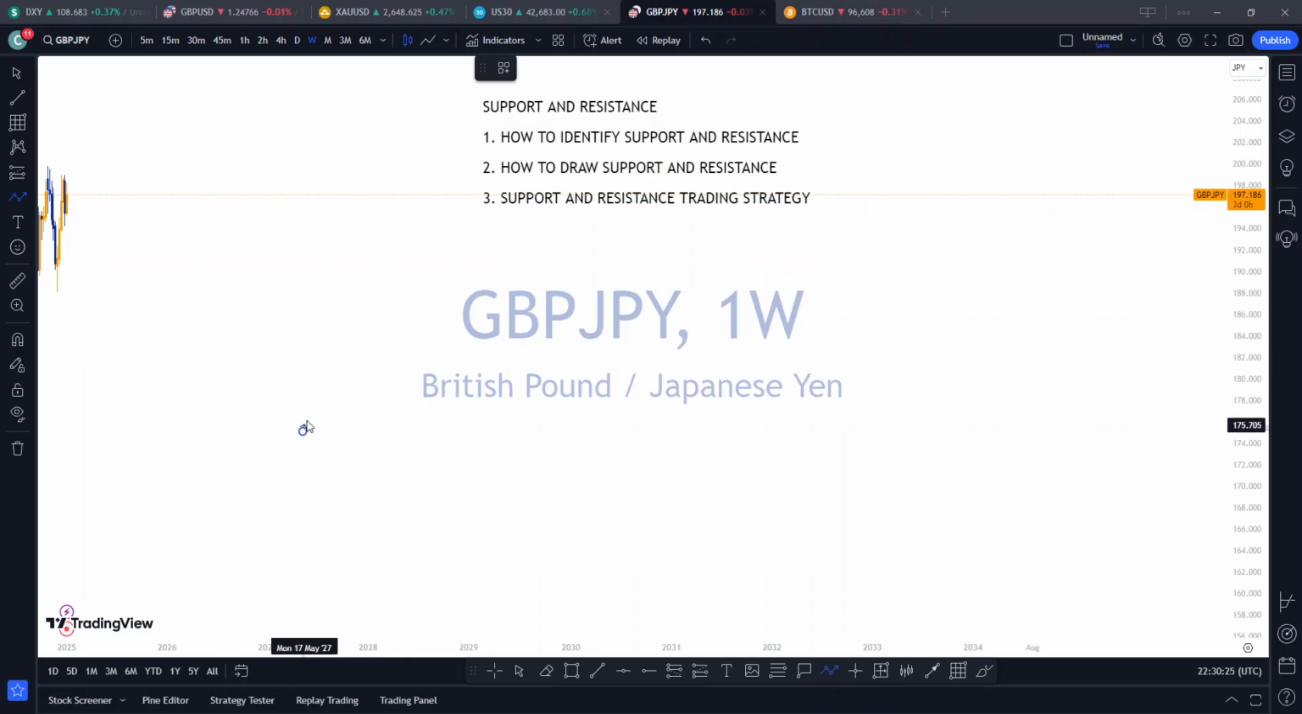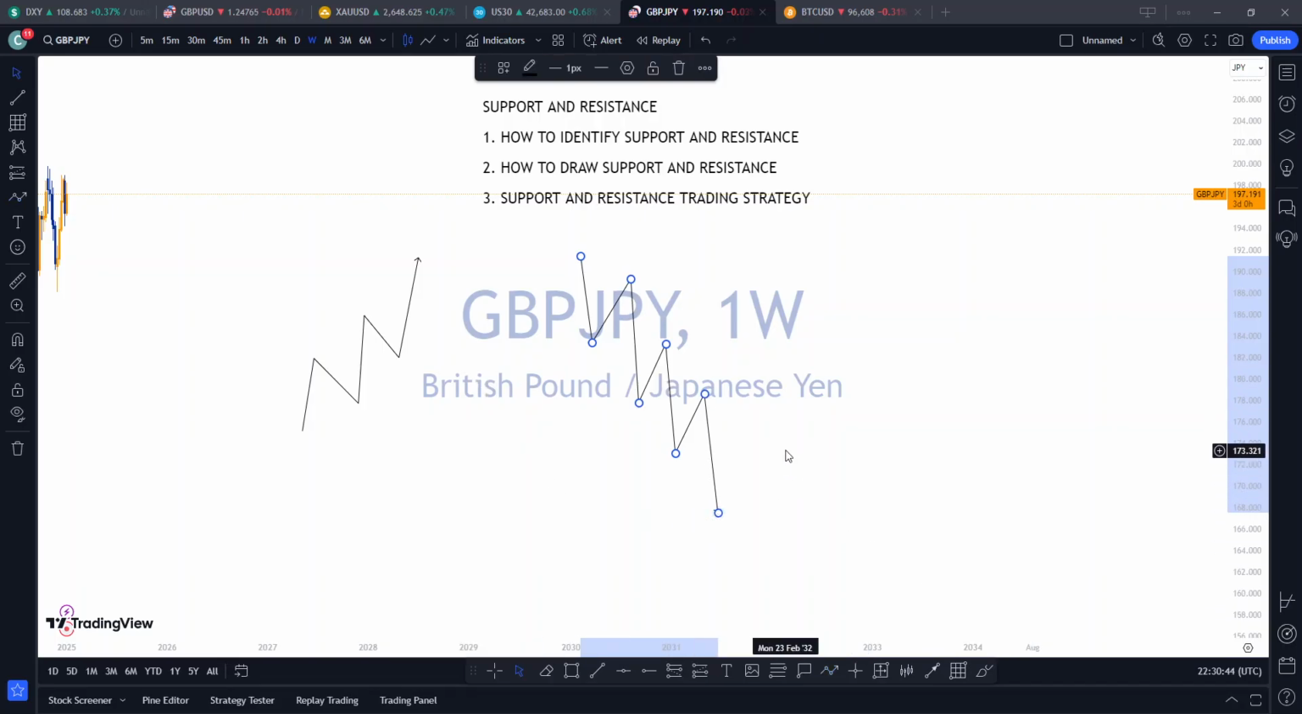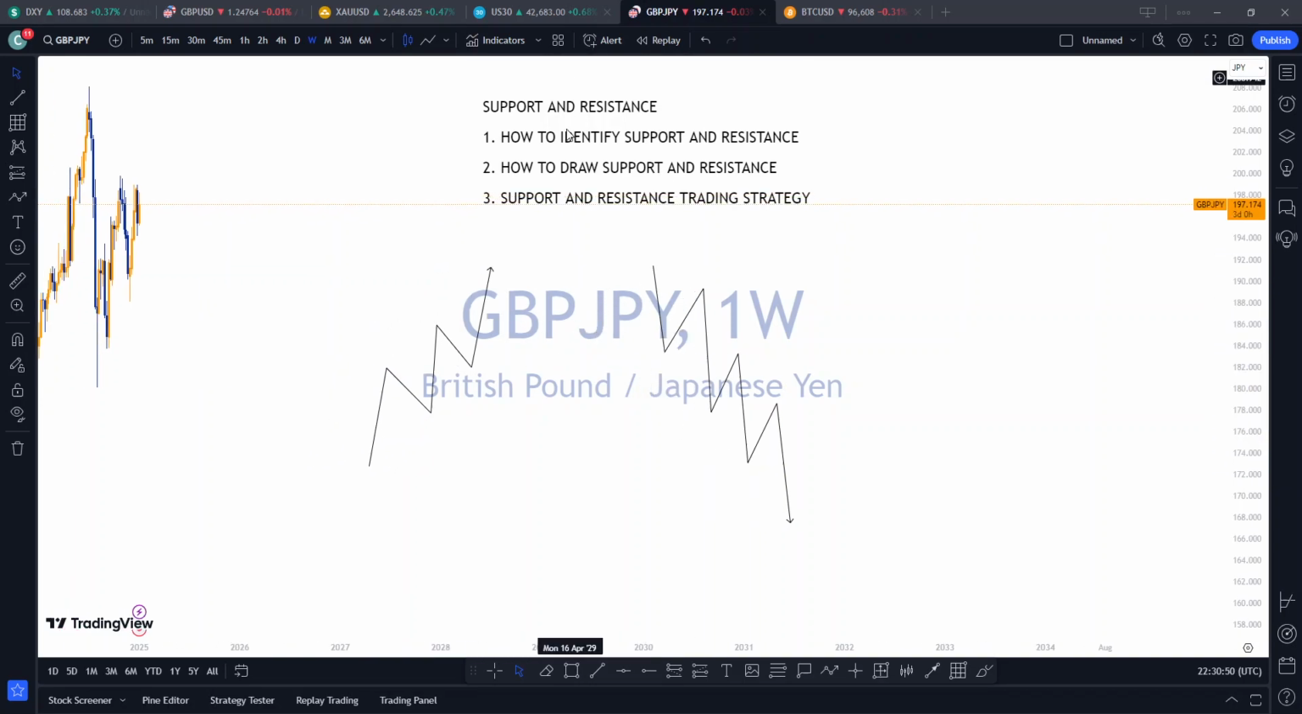Let's see, I'm going to draw. This is an uptrend, and this is a downtrend. So how do we identify a support and resistance in a trend?